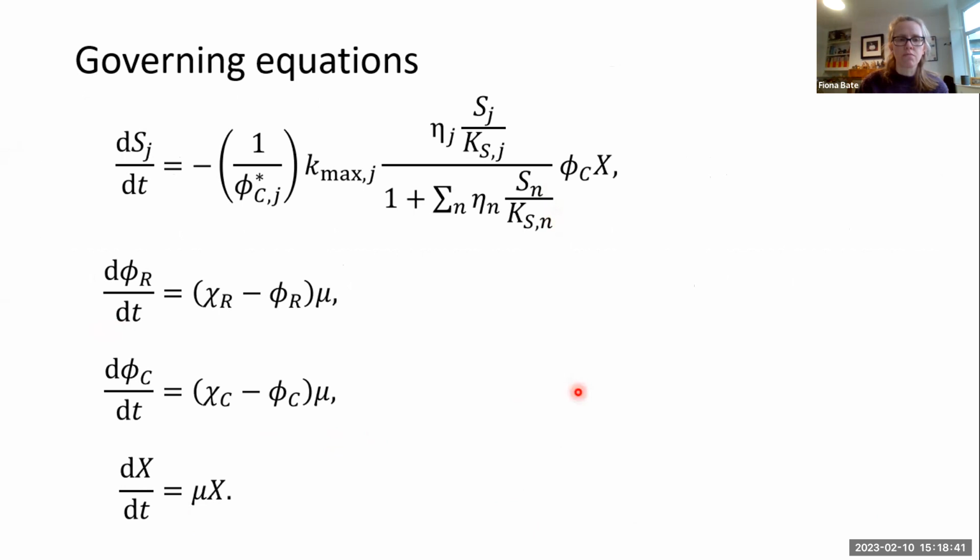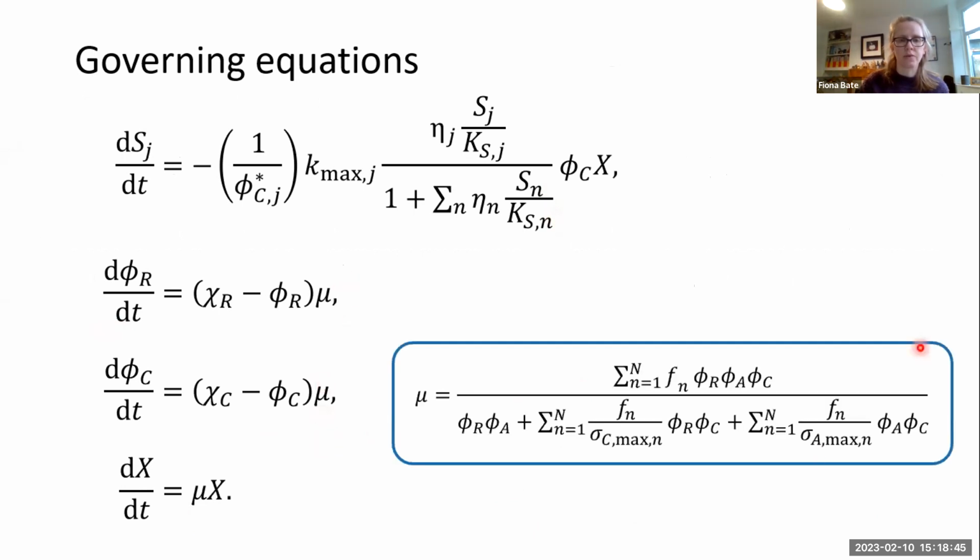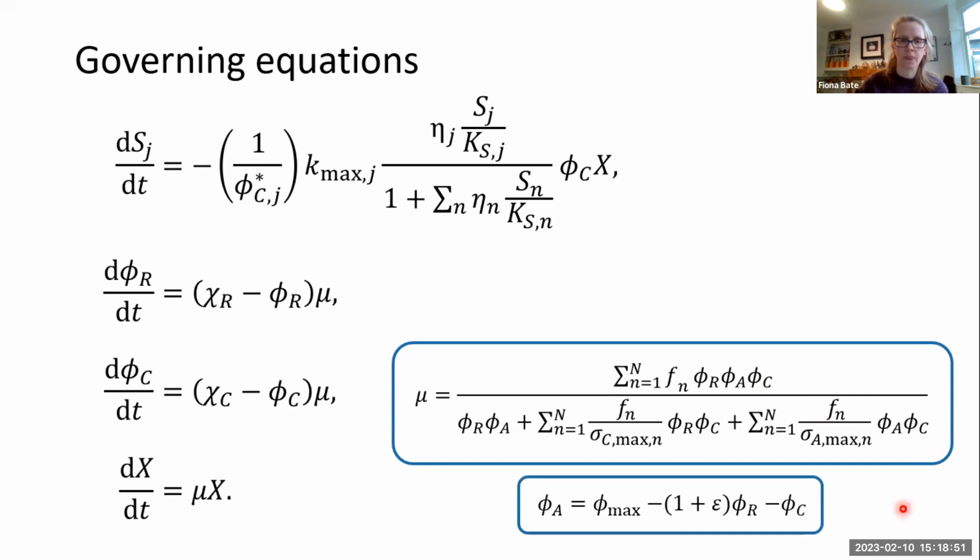Just need to note that mu looks very simple in here, but actually it's given by this expression here. It depends on substrate concentrations and mass fractions, where the mass fraction of the A sector is just given by the constraint here. Okay, so things to note.